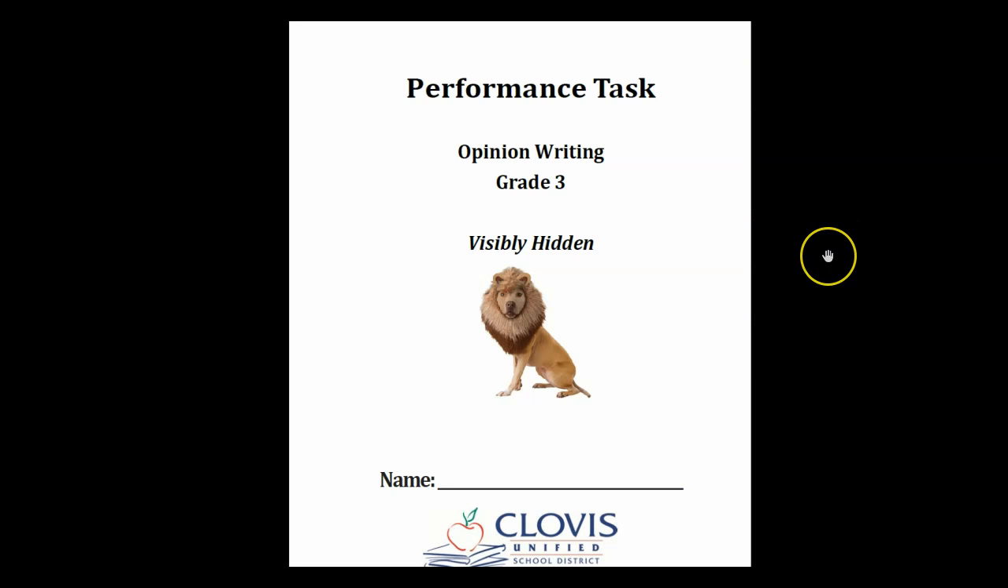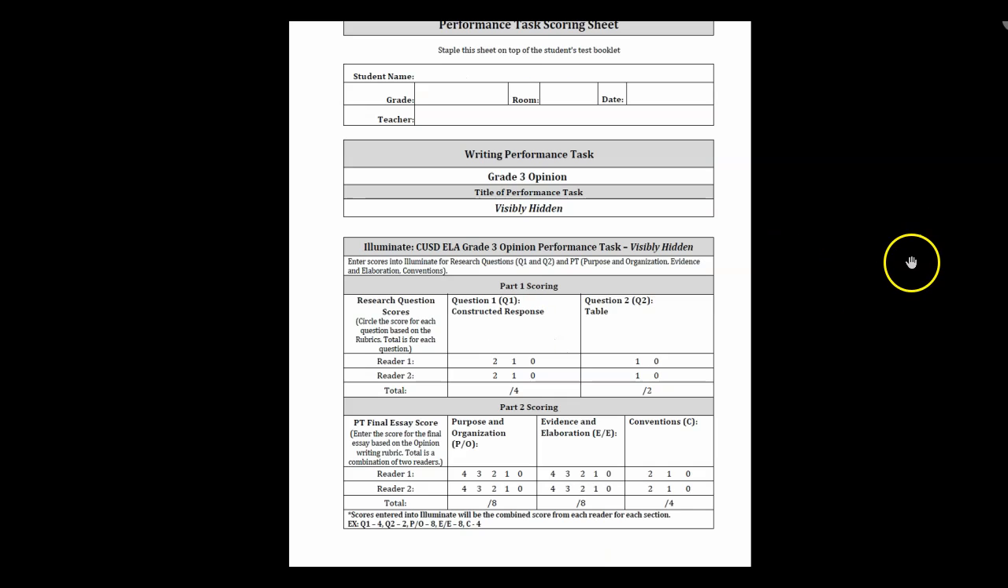All right, so this week we're going to be concentrating on opinion writing. Okay, this is a district prompt. Okay, it's called Visibly Hidden. Okay, basically it discusses adaptations just like we read today about, but this is about different animals and different kinds of adaptations that they have in order to survive. And don't worry about this page right here. This is just for me because it's going to be graded.